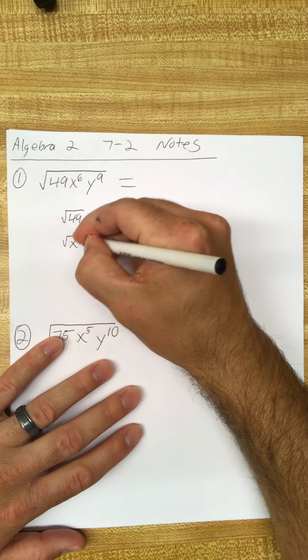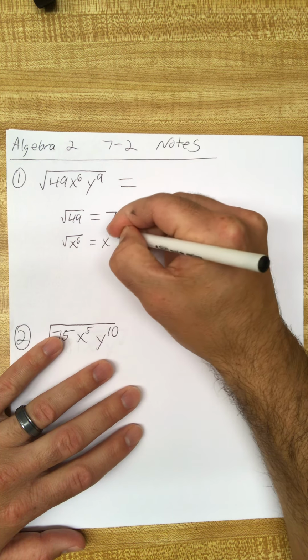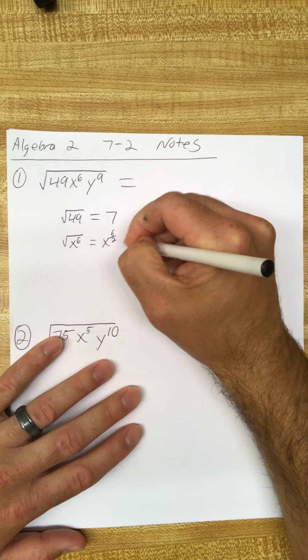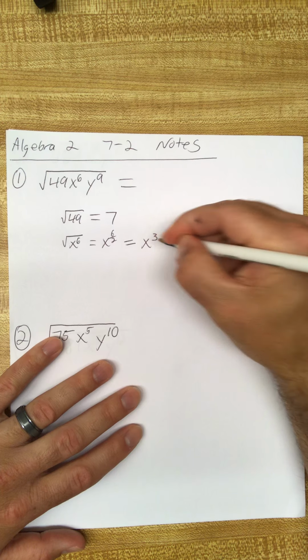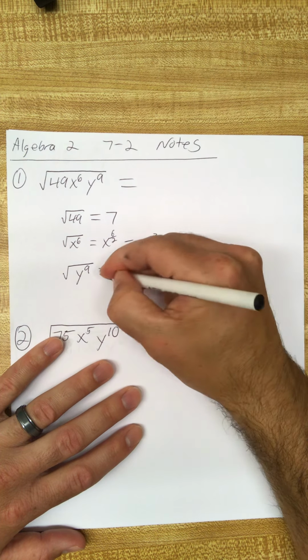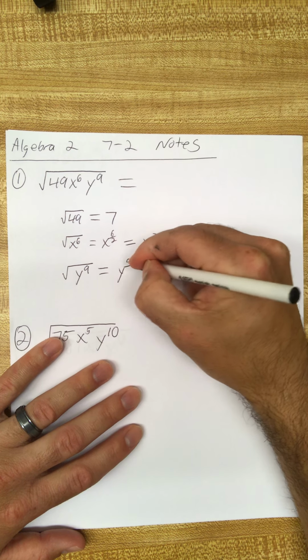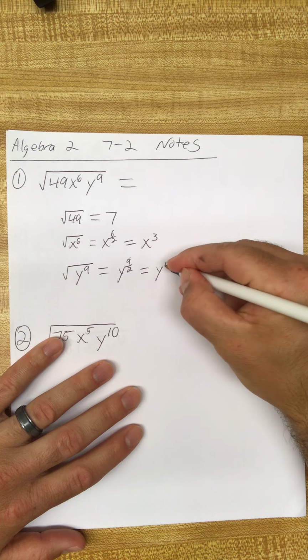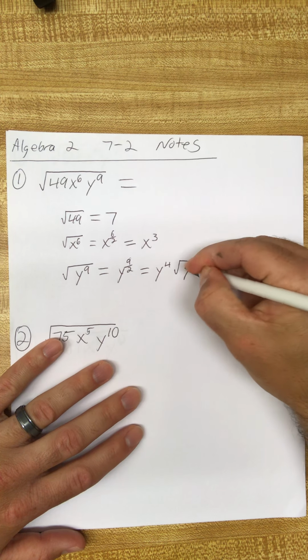Then the square root of x to the 6th, remember we're going to divide that exponent by 2. It's always the power divided by the root. So 6 divided by 2, that works out nice. And the only one that doesn't work out nice here is the y to the 9th. It's going to be y to the 9 divided by 2. So 2 goes into 9 4 whole times, and you have 1 left over.